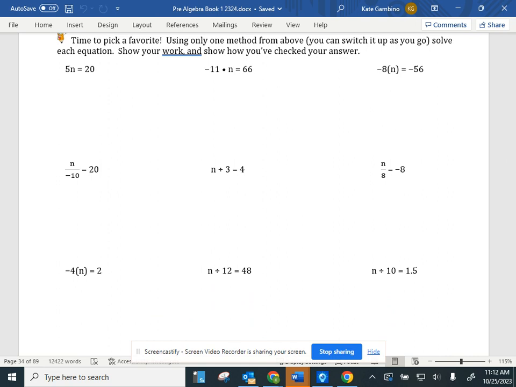Olivia: Can you just do one for the whole time for every single question? Yep. If you want to do opposite operations every time, go for it.